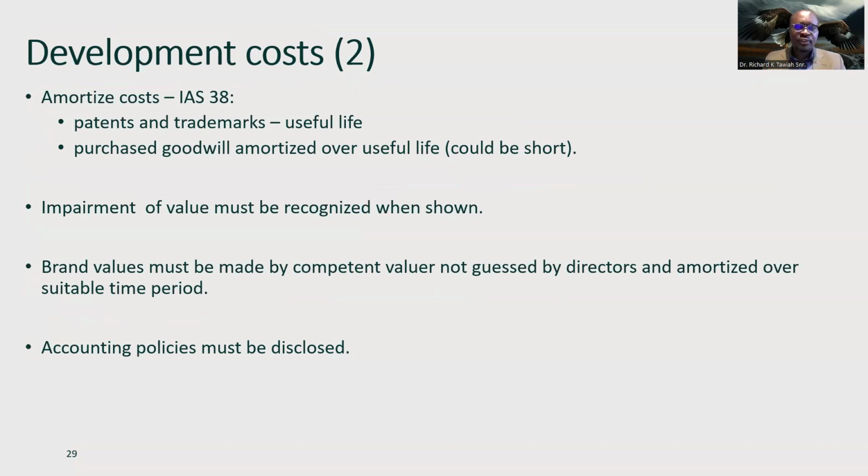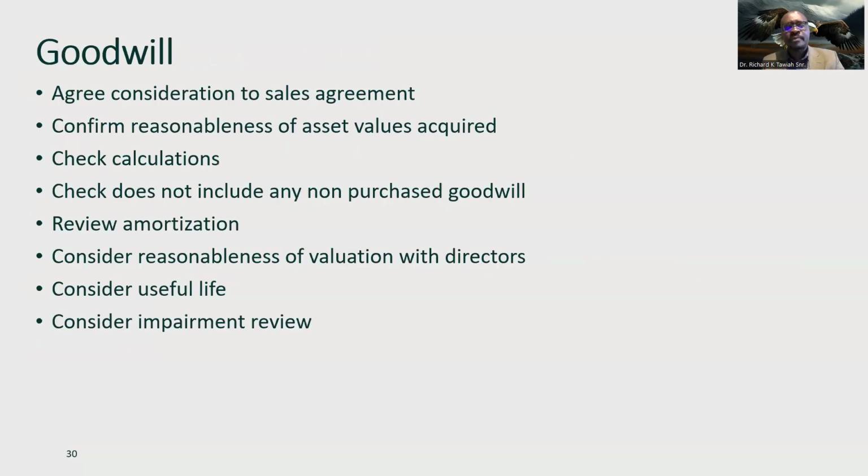So amortize the cost under IAS 38, patents and trademarks use the useful life. If it's a purchase goodwill, amortize it over the useful life. Impairment of assets must be recognized when we show it, okay? Brand values must be made by a competent valuer, once again, not by directors guessing it. And any accounting policies used must be sufficiently disclosed.